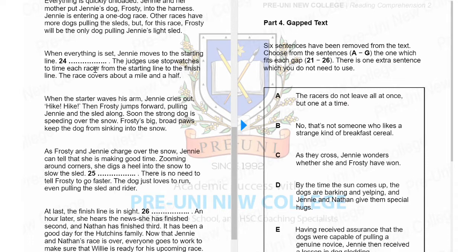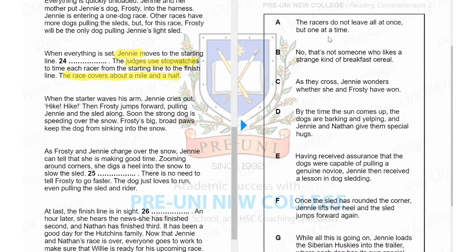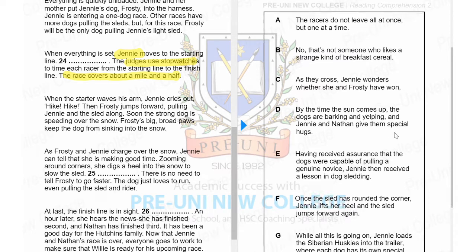So clearly, in this passage, the main idea is what actually is involved with the race. We've got the judges and how they actually cover the race, and we are told some other details about the actual race as well. We also know that the paragraph should focus on Jenny's race because of this word just before the blank. If you take a look at the answer options, the one that is most within the context of describing how the race actually works is going to be option A, which tells us that the racers do not leave all at once but one at a time.